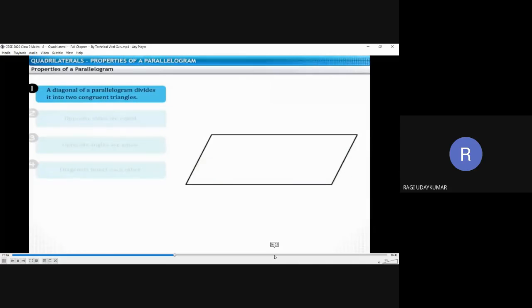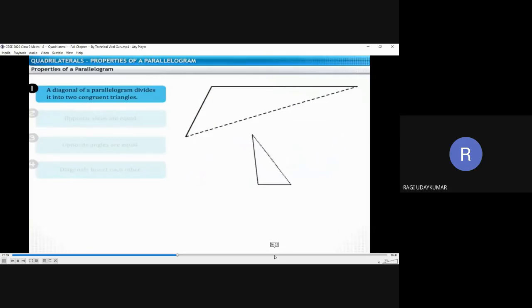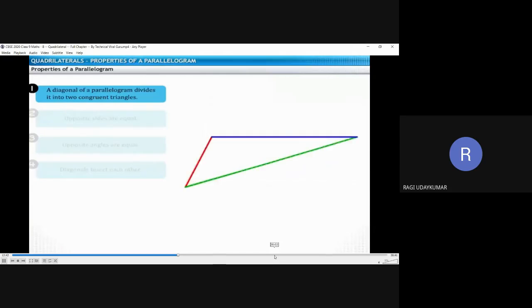Now the second one. Parallelogram, first one, let us see here the details. A diagonal is nothing but this line joining non-adjacent vertices. The two triangles you are getting will be congruent. Through the figure you can say that if you cut the parallelogram like this through the diagonal, the two triangles will be congruent. If you place one triangle on the other, both will coincide. So this is a property of the parallelogram.